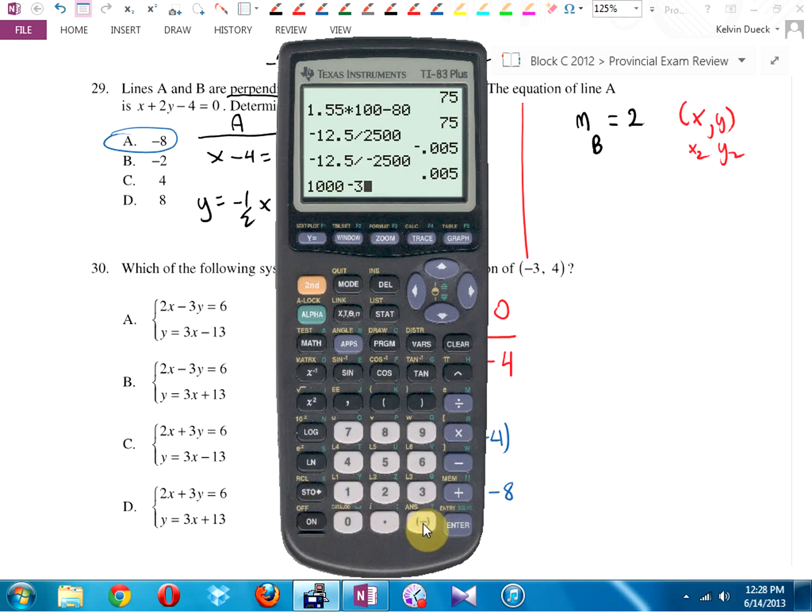Negative 3 minus 3 times 4. Does that go to syntax? Let's try that again. Let's try that again, Mr. Dueck. 2 times negative 3 minus 3 times 4. Does that equal 6? Then cross out A. Can't work.